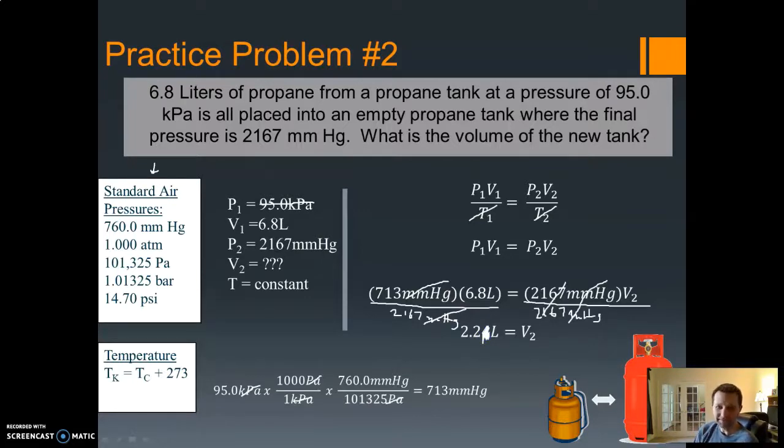We should have 2 sig figs. All right, 6.8 has 2, 713 has 3, 2167 has 4. All right, so I screwed that one up too when I was making my answer key here. So 2.2 liters is our new volume.